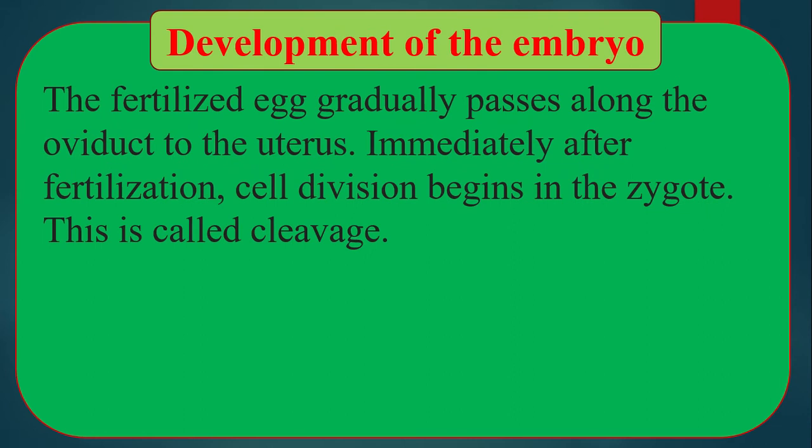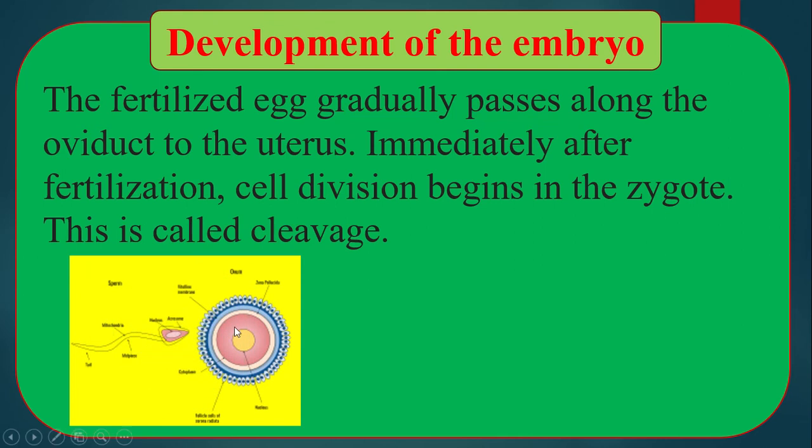Development of embryo. The fertilized egg gradually processes along the oviduct to the uterus. Immediately after the fertilization, cell division begins in the zygote. This is called cleavage.